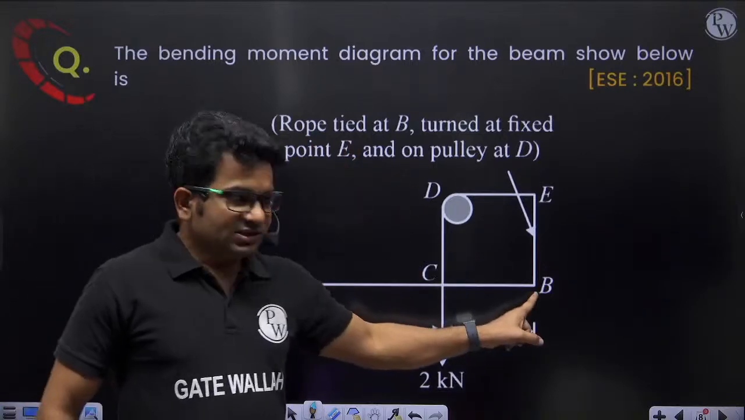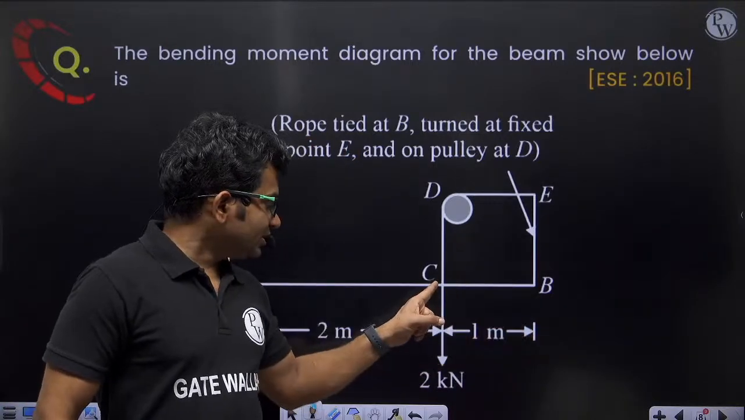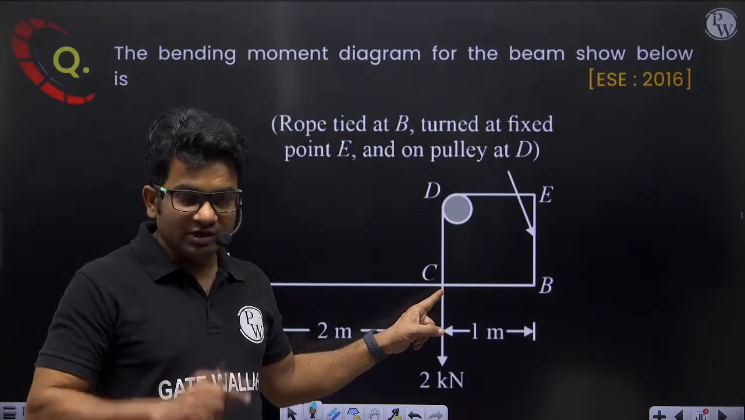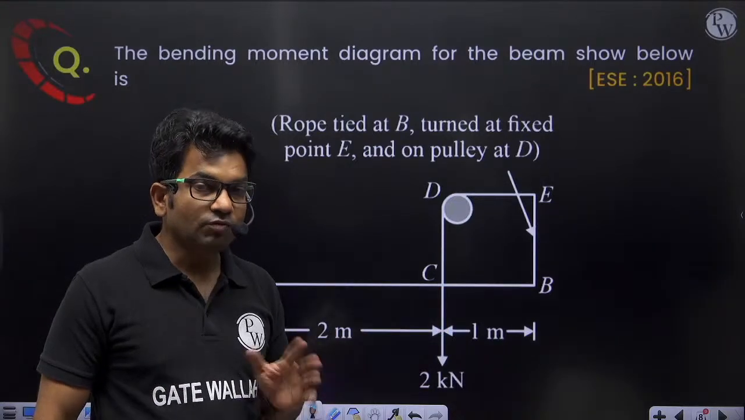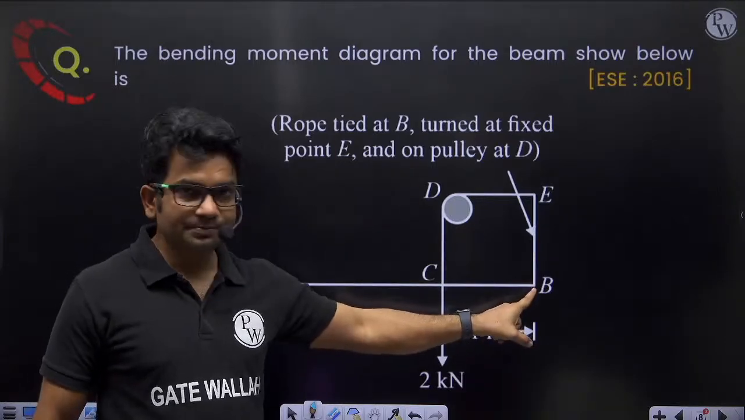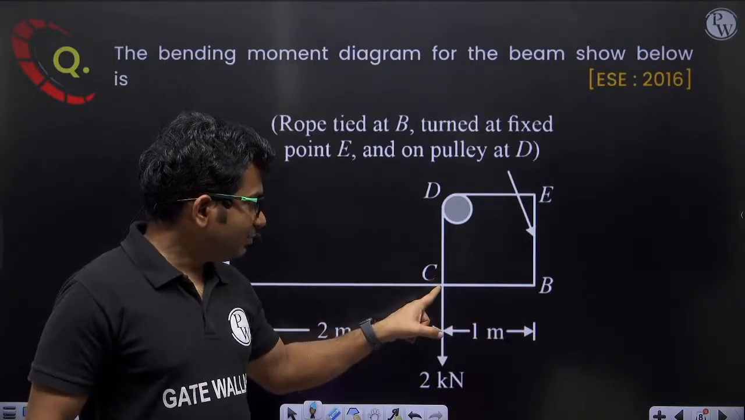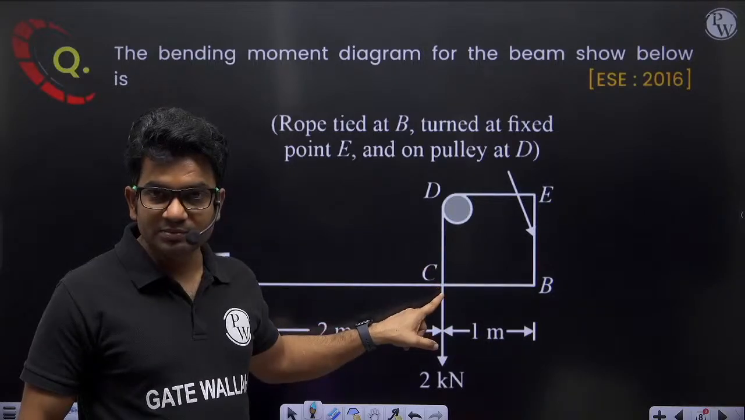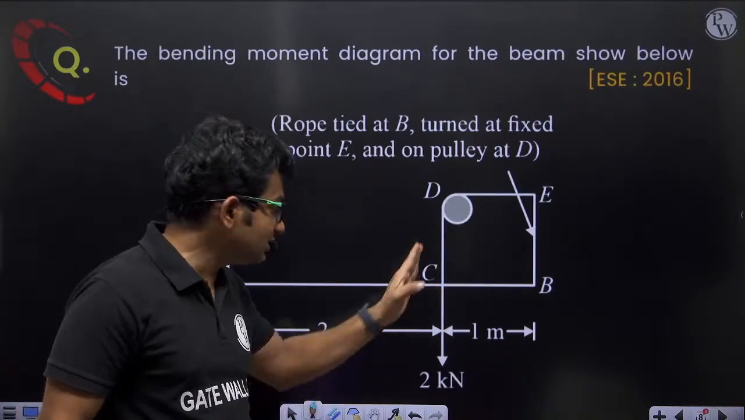Rope is tied at B, this is given, and rope is tied to the beam at C, it is not given. So what will we assume? At point B, this rope is tied here. This is given. But that it is tied to the beam at point C is not given. So we will assume that this is not attached.